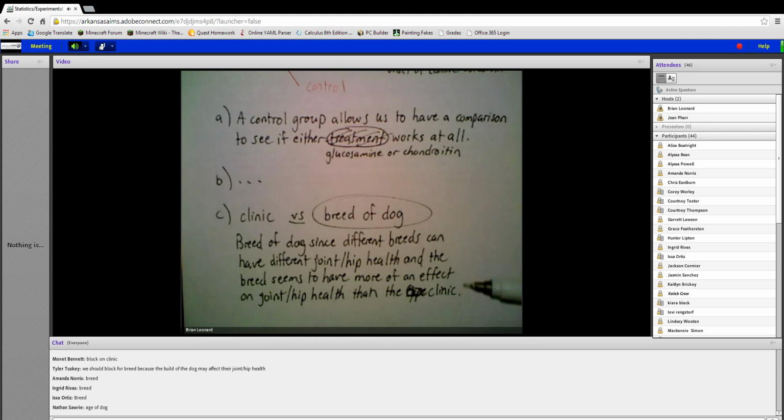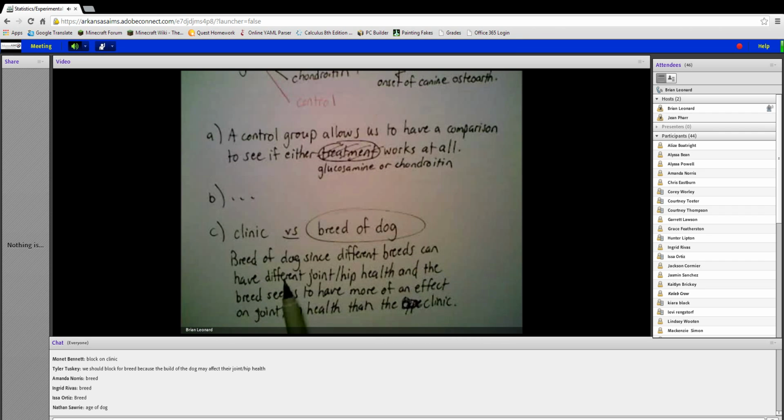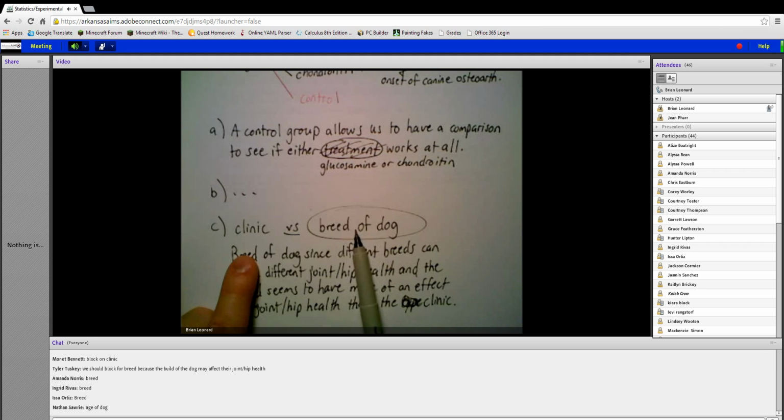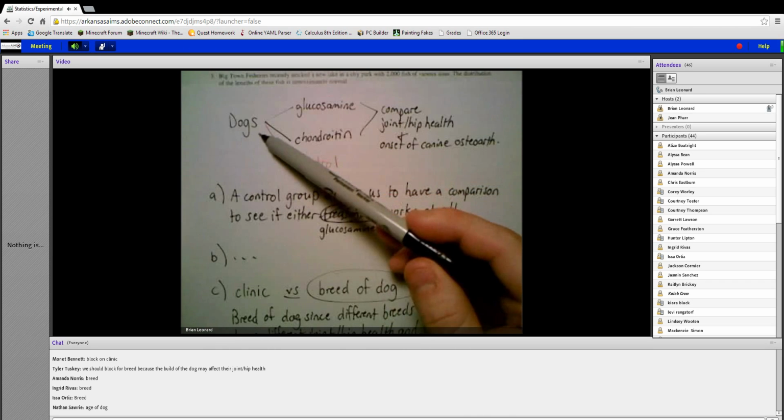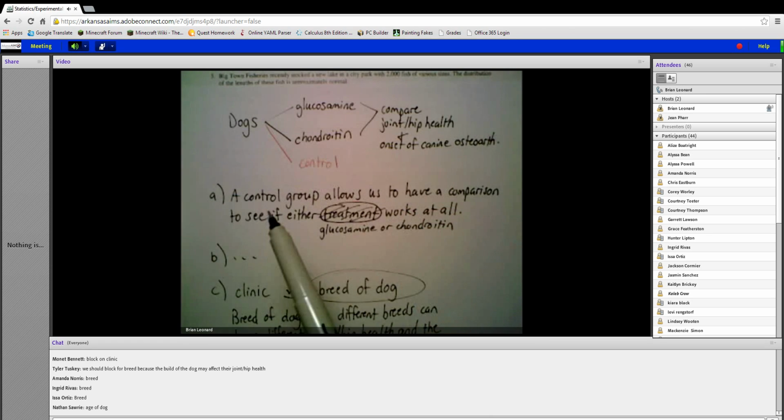So that's the key. If you're going to pick a good confounding variable, it had better affect the response. So the question they asked is, which one seems to affect it more? I think breed of dog definitely has more of an effect than what clinic they go to, because clinics, we assume, are going to get a random sample of dogs. I don't think there are many clinics out there that only accept German Shepherds or something like that.